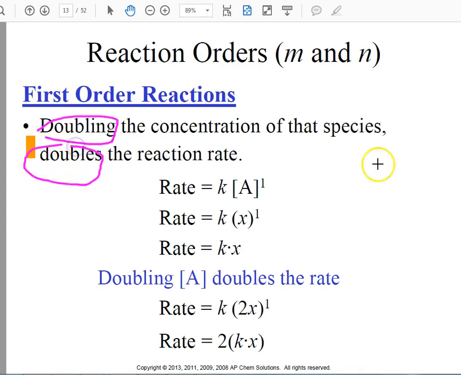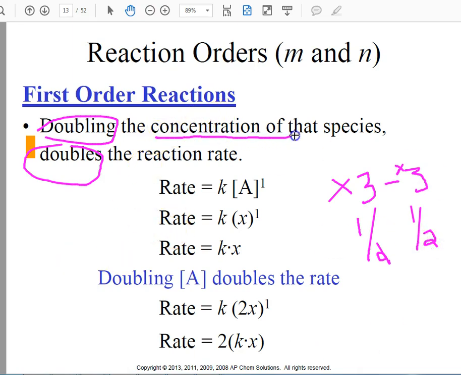The same thing would be true. If you triple the concentration, you will triple the rate. If you half the concentration, you will half the rate. Whatever you do to the concentration of that species, the exact same thing happens to the rate if it is first order. Okay? Whatever you do to that species, the exact same thing happens to the rate as long as it is first order. Because you have a 1 for your exponent.